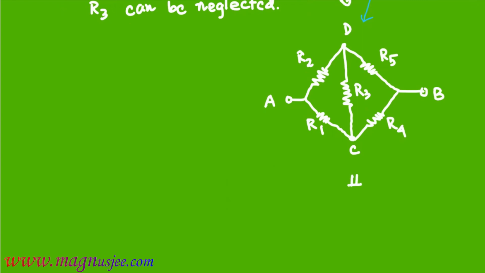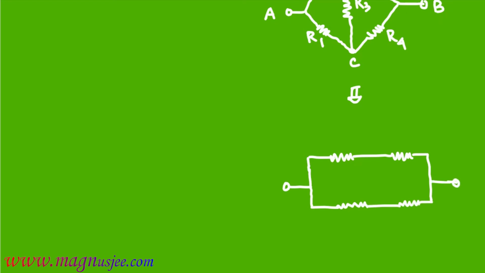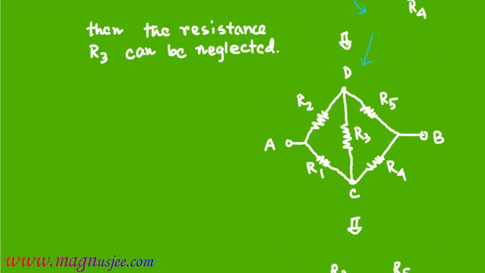Now we can draw another modified circuit diagram. Here R3 can be removed from this circuit diagram. This is R2, then R5, and in the lower branch we have R1, R4, then connected to the point B. The point is A and this point is B. This is R2 and R5, and in the lower branch we have the resistances R1 and R4, but R3 is removed from this circuit diagram.